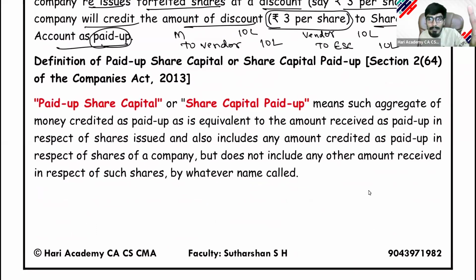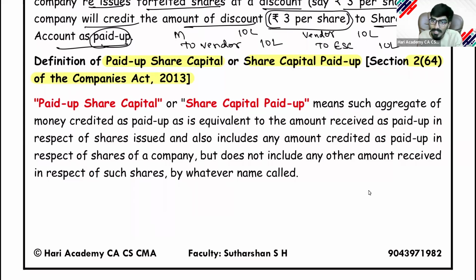Then come to the definition. We will study the meaning and we will study as per the Companies Act also. If you study both together, you will get an enriched knowledge. Paid up share capital or share capital paid up, both are acceptable. Section 2, clause 64 of the Companies Act 2013. If you study like this, your knowledge will automatically increase.